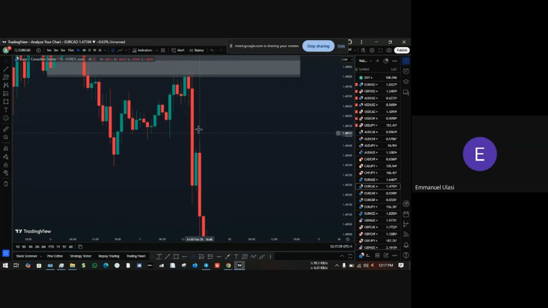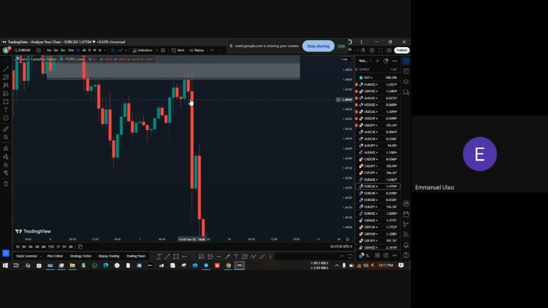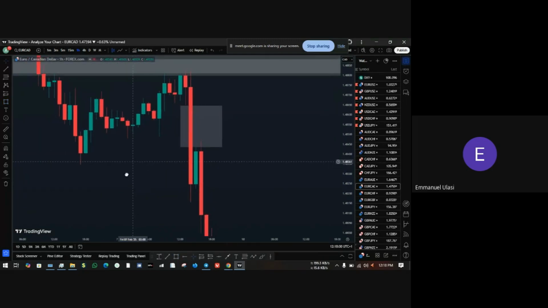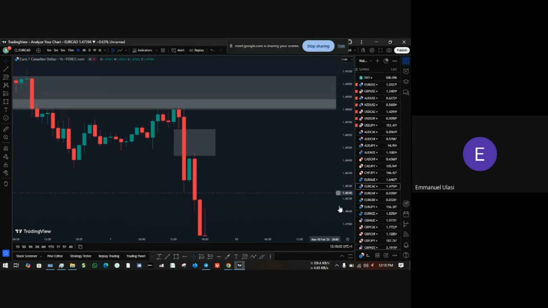As you can see here, we have that same phenomenon repeating itself again. We have a fair value gap. So we have the first, second, and the third candle. Let me zoom in a little bit. You can see that we have a gap between the first and the third candle, a gap between the wicks. So this is where I took my entry.